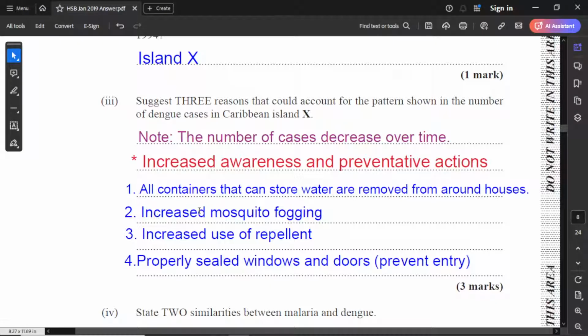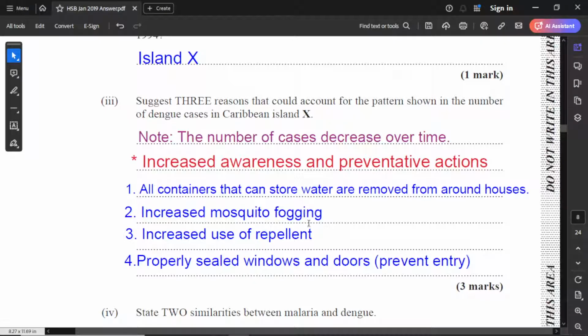You can have also an increase in mosquito fogging. Those trucks or cars or vans, really, that drive around communities and will spray for mosquito. So they spray the insecticides that will kill the mosquito. All right. There also could be an increased use of repellent. So persons becoming aware again and buying repellent and make sure they are free from mosquito bites. All right. And also we can have properly sealed windows and doors to prevent entry of mosquitoes in the household.